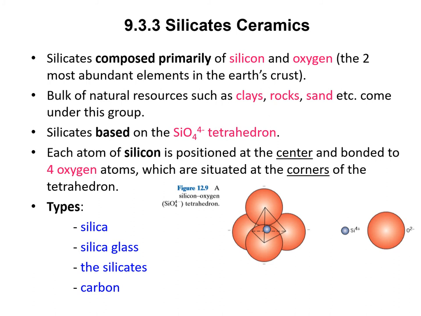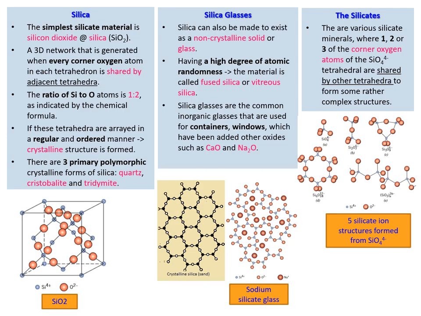Basically, silicates are based on the SiO4 4- tetrahedron. If you look at this diagram here, each atom of silicon is positioned at the center and bonded to 4 oxygen atoms. These are the subgroups under silicates. The simplest silicate material is what we call silica or silicon oxide, SiO2. In this structure, a 3D network is generated when every corner oxygen atom is shared by the adjacent tetrahedron. The ratio of Si to O is 1 over 2, as indicated by the chemical formula.